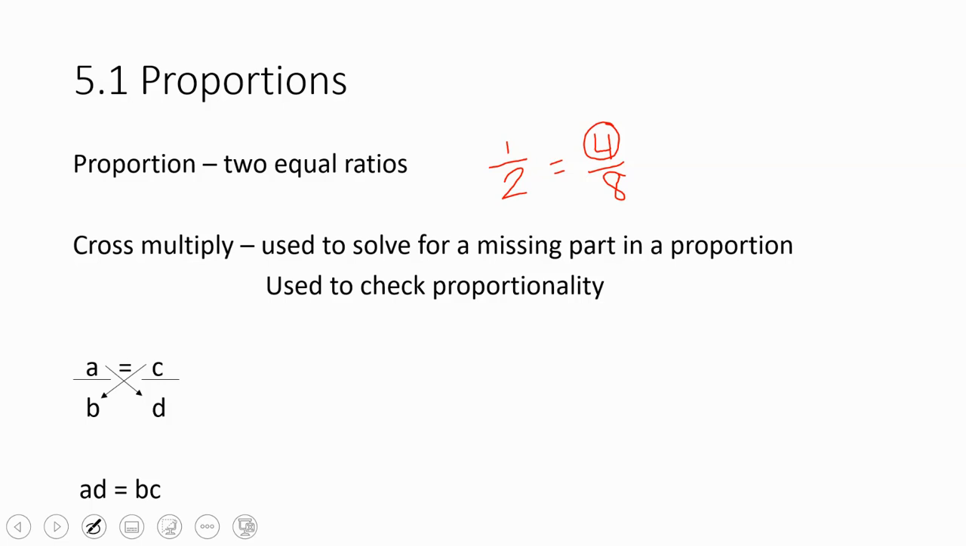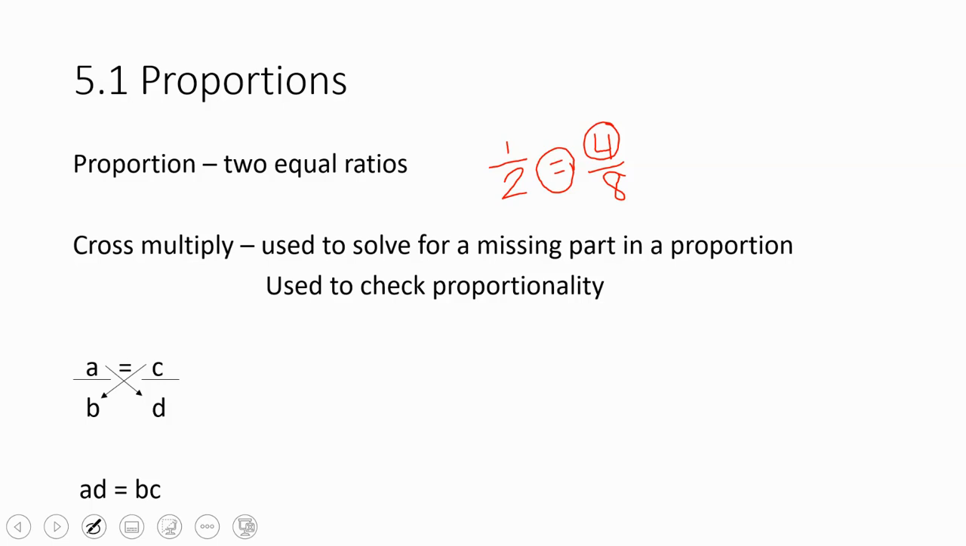There are so many times I hear kids use cross multiply incorrectly. Cross multiply is used when there's an equal sign between two fractions. So you have a proportion. You do not cross multiply when you are multiplying. Cross multiplying is used to solve for a missing part in a proportion, or it's used to check proportionality. What I mean by that, I have 1/2 equals 4/8.